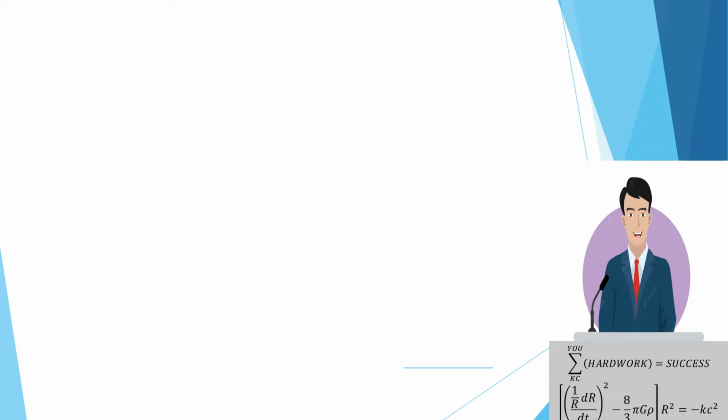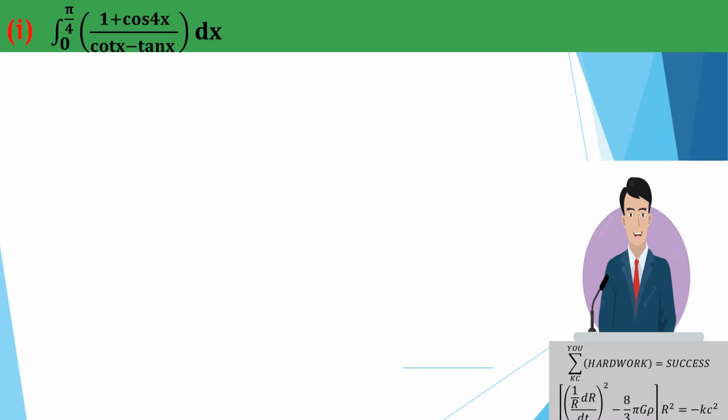Okay guys, so the first part of the question says the integral from 0 to π/4 of (1 plus cos 4x) over (cot x minus tan x) dx. For us to do this integral, we can basically just simplify this function inside here until we get to a particular function that is clearly integratable.